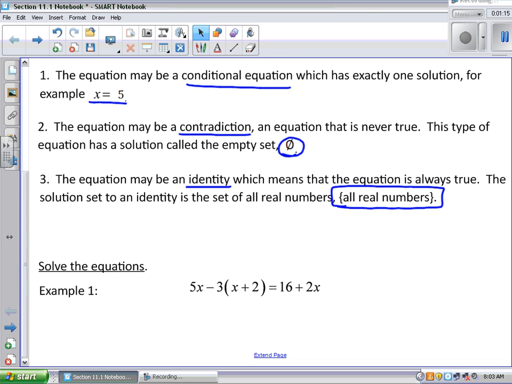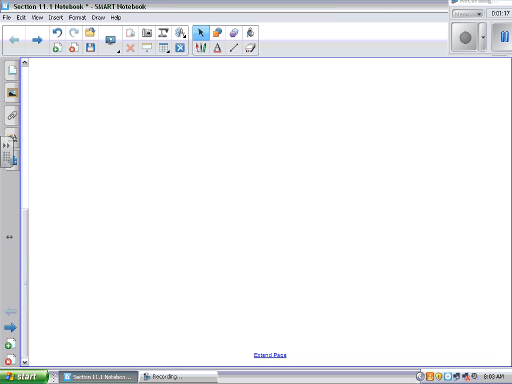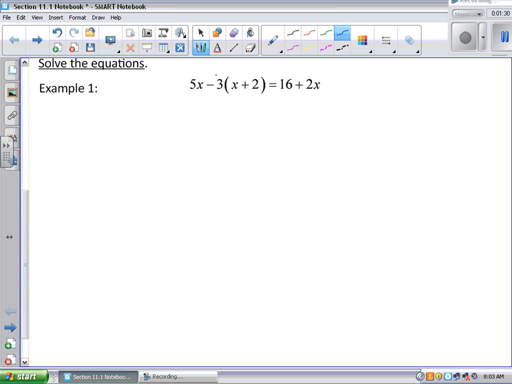Example number 1, and you can follow along in your workbooks and write the solutions down. 5x minus 3 times x plus 2 equals 16 plus 2x. The first thing that we need to do to solve is to distribute to get rid of our parentheses. So we're following the same steps that we did to solve any other kind of equation. First, simplify each side of your equation.